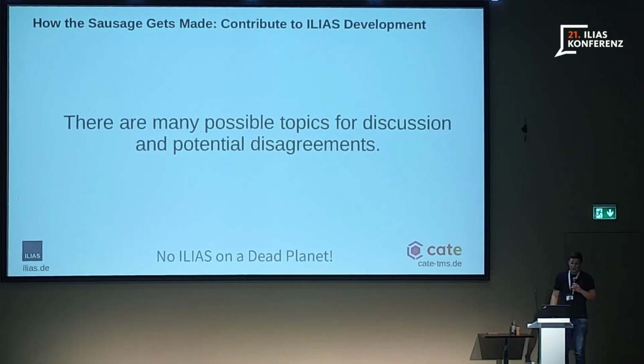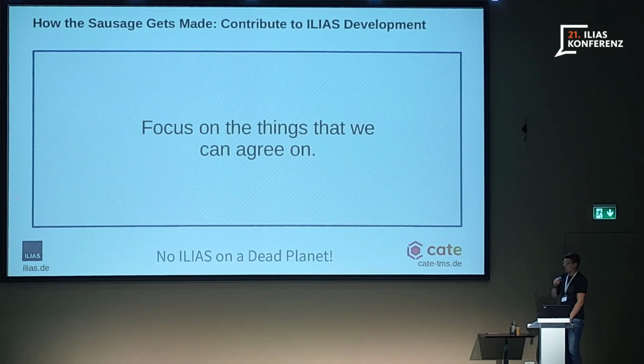And so to save time on discussions, just try to focus on the things that we can agree on instead of focusing on the things that we cannot agree on. I found that to be very important. If there's something where you can't find a solution in a feature workshop, maybe just leave it and try to work on the things that you can find a solution for.